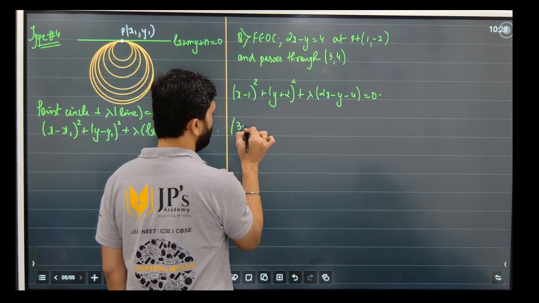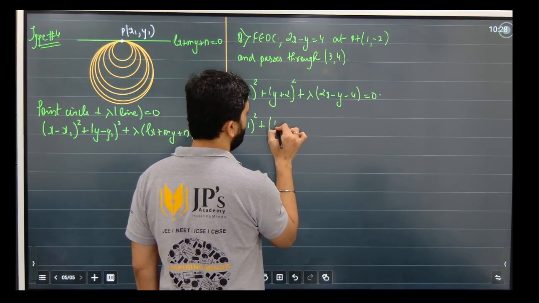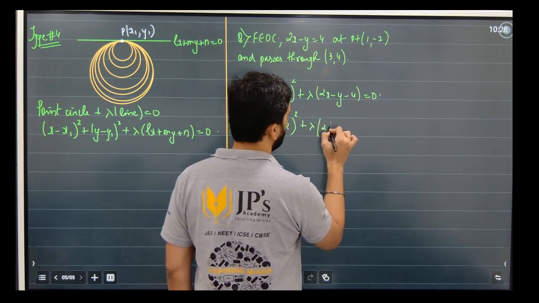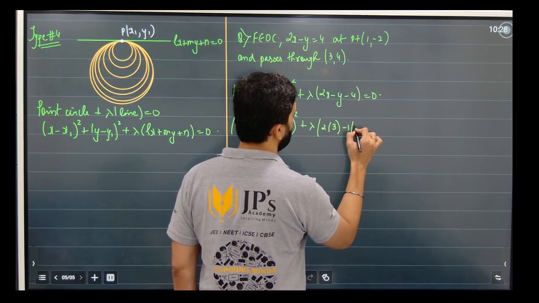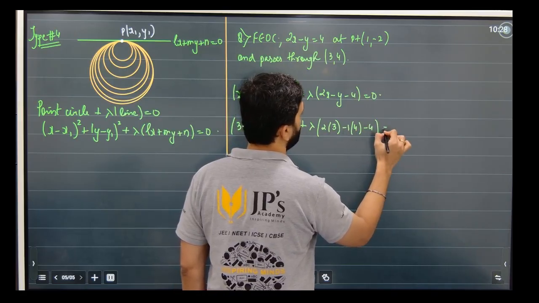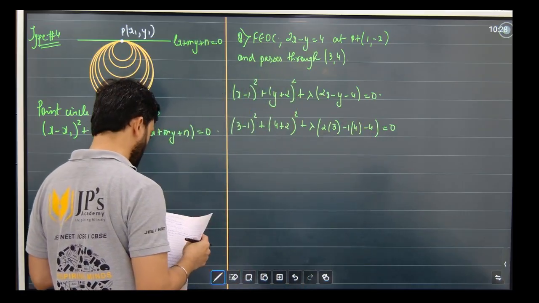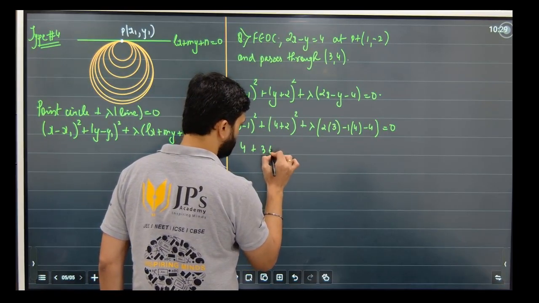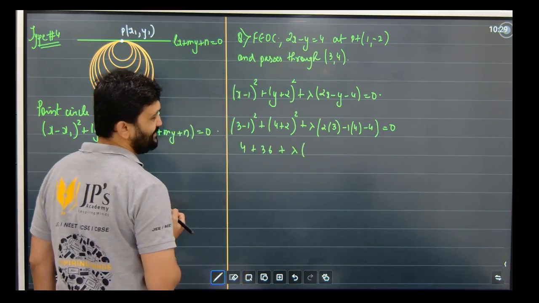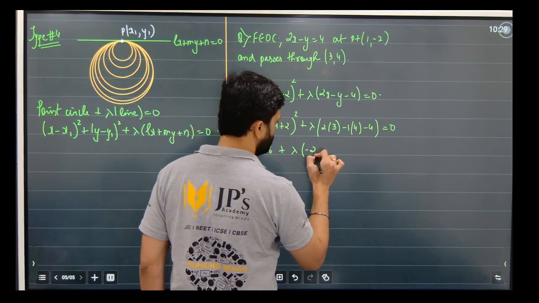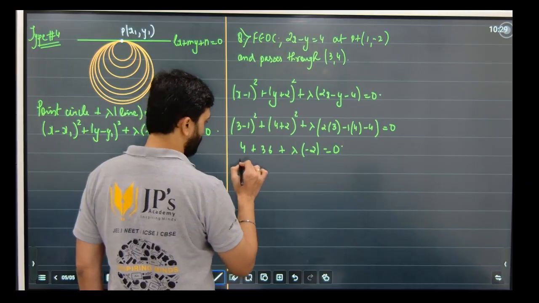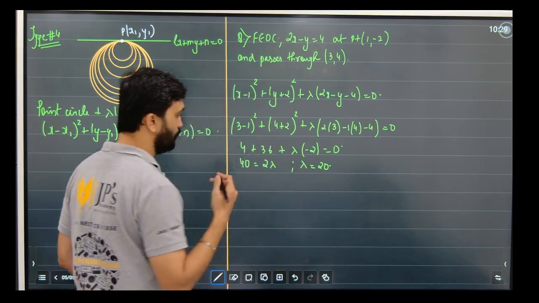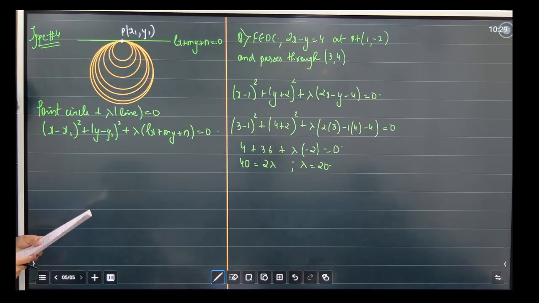So if it's passing through 3 comma 4, this will become (3 minus 1) the whole square plus (4 plus 2) the whole square plus lambda into (2 into 3 minus 1 into 4 minus 4) is equal to 0. So 2 square is 4, 6 square is 36, plus lambda into 6 minus 8, which is minus 2, is equal to 0. So 40 is equal to 2 lambda, therefore lambda is equal to 20. Is that correct? Lambda is equal to 20.